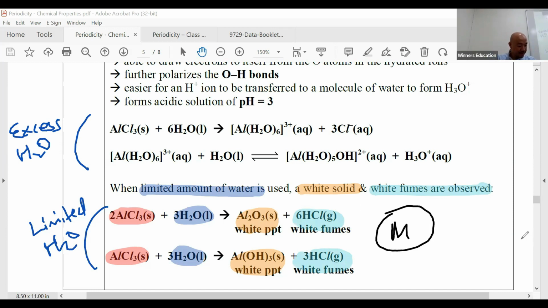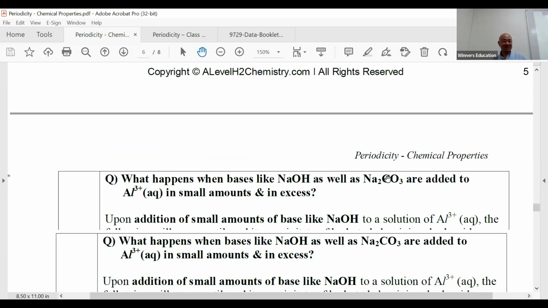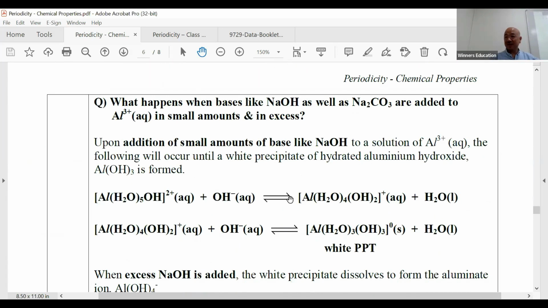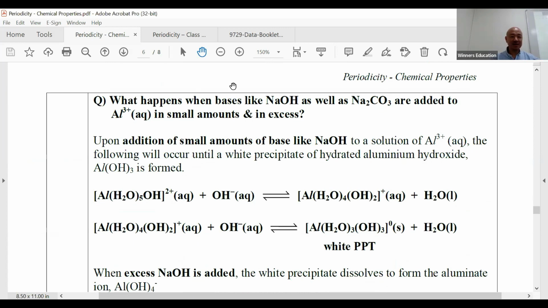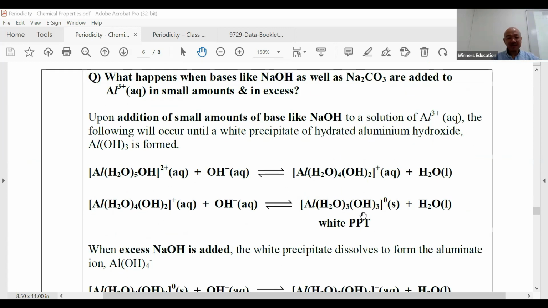Okay. The fun is here. Ready, ladies and gentlemen? If they want to test you, I think they will test you here. The bigger question: what happens when bases like sodium hydroxide as well as sodium carbonate are added to Al3+? Okay, slowly. So aluminum chloride has the aluminum hydrated ion, which we know what it looks like. If we add bases like this, or we add a soluble carbonate like this, what would we see when you add them in small amount and in excess? As you can see, lots of marks, right? Which one will come out? I don't know. Or is it all?